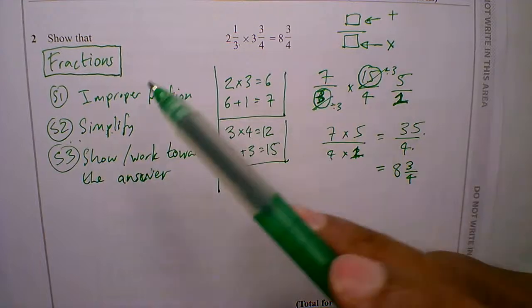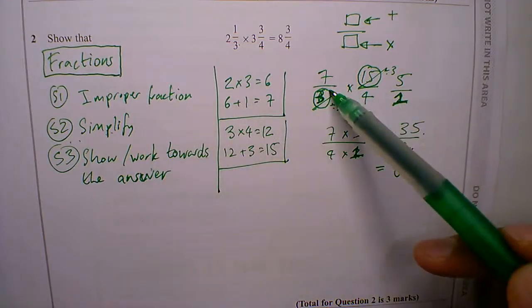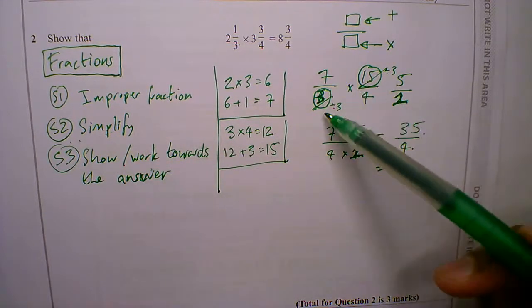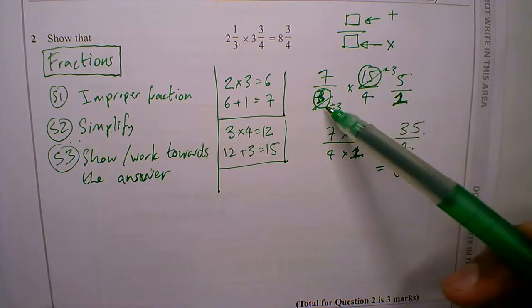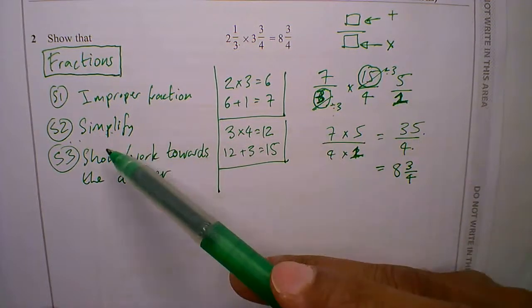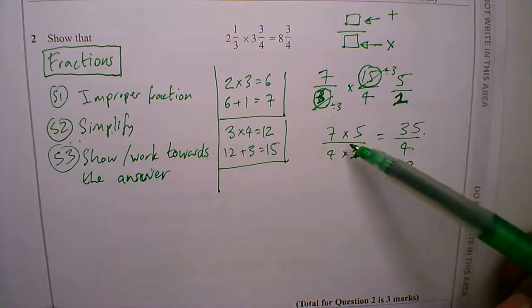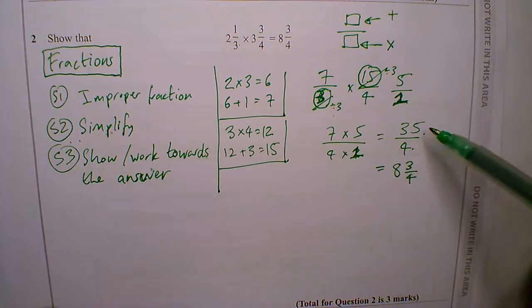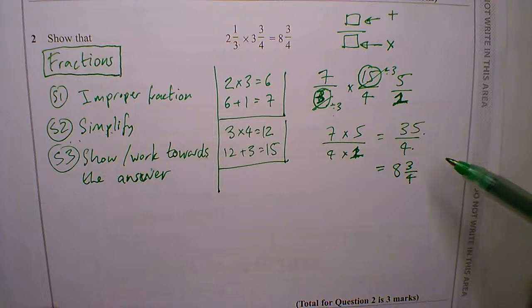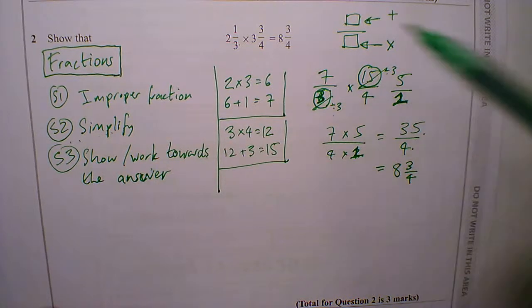Okay, so step 1, change it to an improper fraction. Step 2, simplify. So we looked at it vertically and diagonally. So we spotted that diagonally we can divide by 3. And then we tidied it up. And then we show or work towards the answer. So 7 times 5 gives me 35. 4 times 1 gives me 4. And then that becomes that.